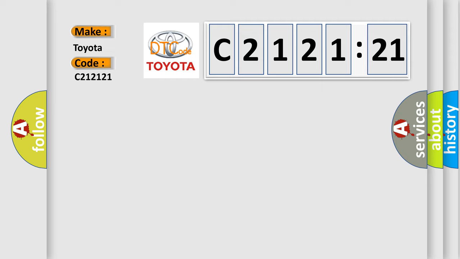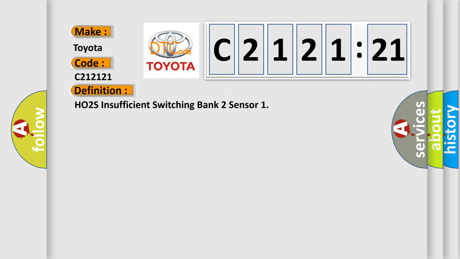C2121-21 interpret specifically for Toyota car manufacturers? The basic definition is HO2S insufficient switching bank 2 sensor. And now this is a short description of this DTC code.